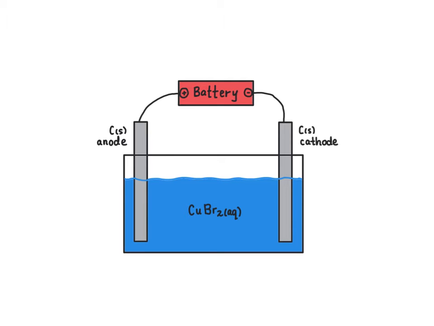So the first thing that you may notice is that there is no salt bridge or porous cup between the two compartments. That's because in an electrolytic cell, there is no need to separate the two half reactions because the reactions are non-spontaneous.